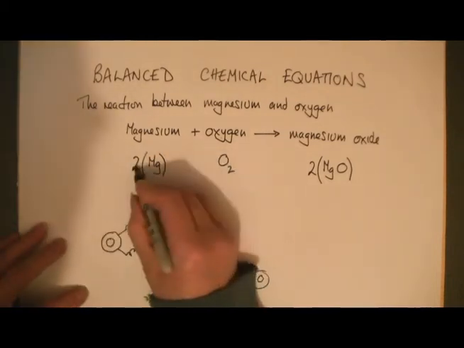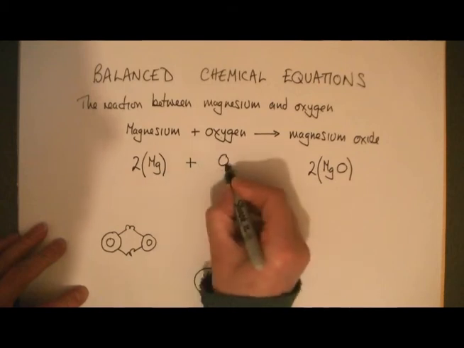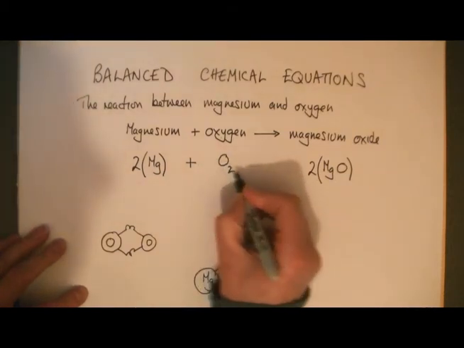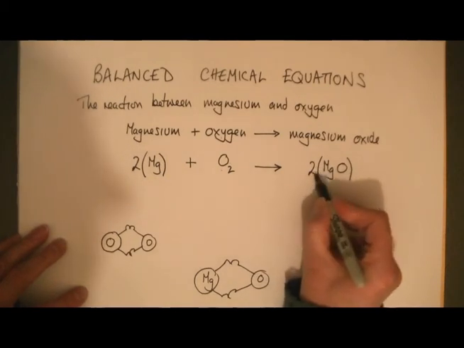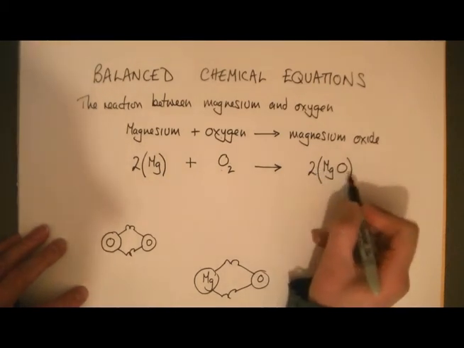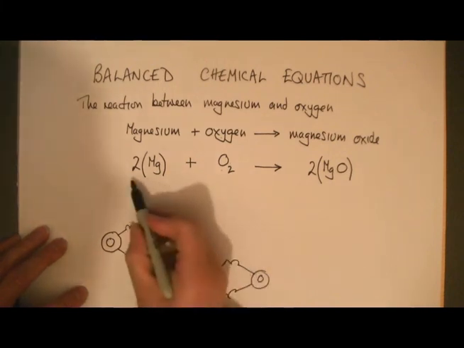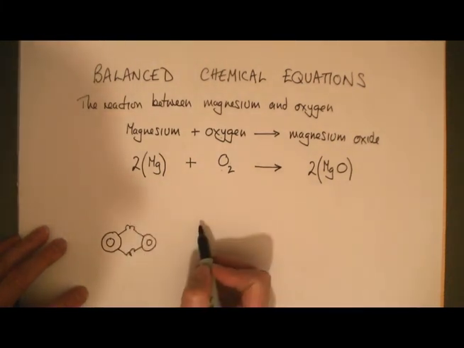So 2 magnesium atoms plus 1 oxygen molecule turns into 2 molecules of magnesium oxide, and that is a balanced chemical equation.